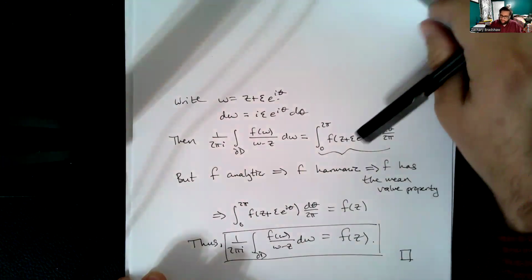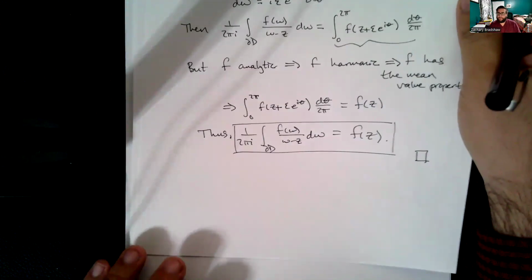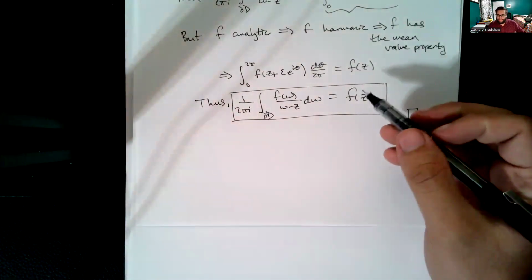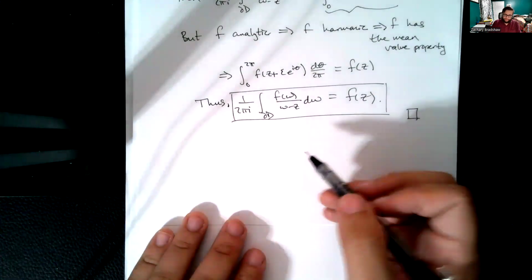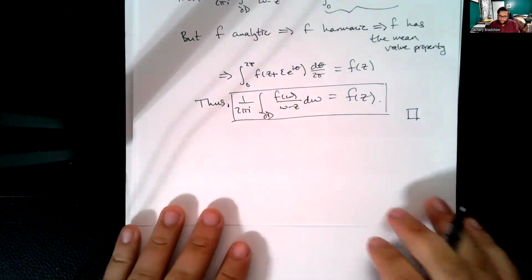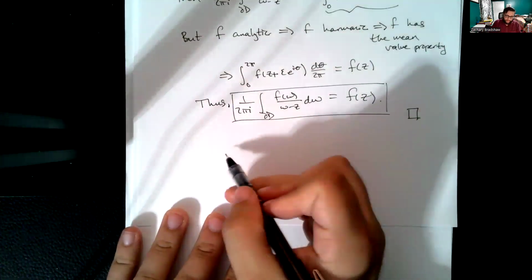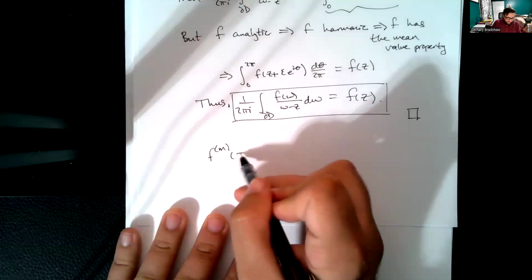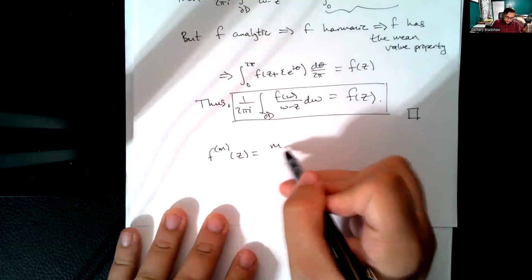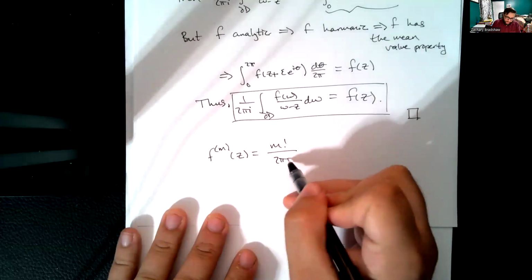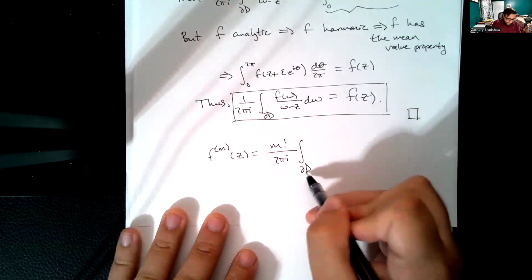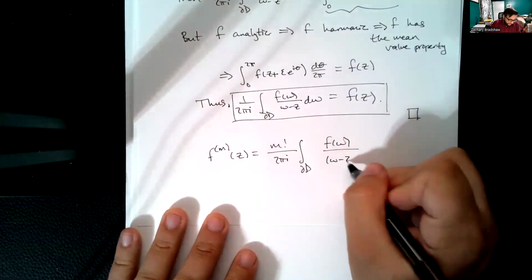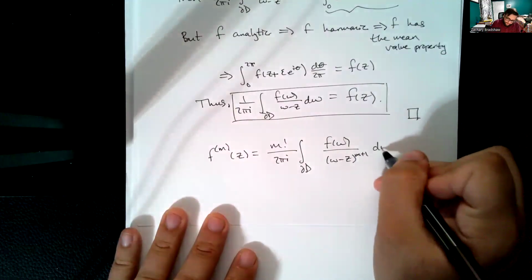And now I don't have time to prove the derivative versions, but you basically just take the derivative of both sides with respect to z, right? And you have to argue about whether things are differentiable or not, but let's ignore that and just write down the equation. The nth derivative of f at z is equal to n factorial over 2 pi i, the integral over the boundary of D, f of w over w minus z to the n plus 1 dw.